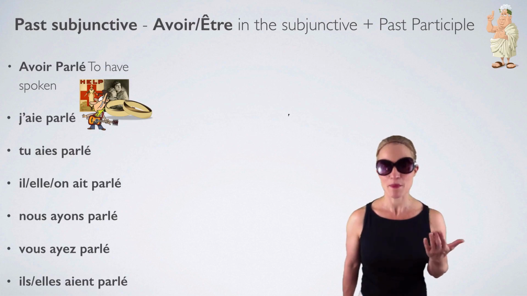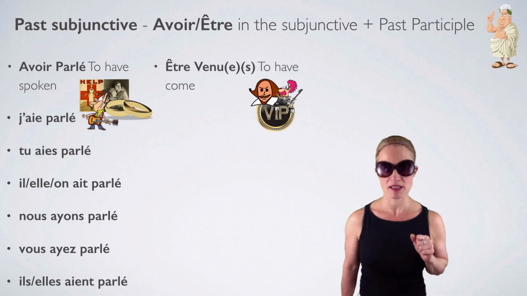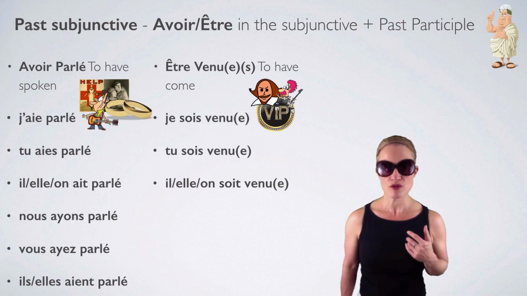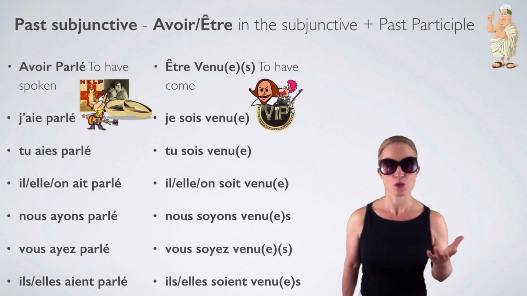Ils, elles aient parlé. And then with our VIP verbs, we have to put être into the subjunctive plus the past participle. For example, être venu, to have come. Je sois venu, que tu sois venu, qu'il ou qu'elle ou qu'on soit venu, que nous soyons venus, que vous soyez venus, qu'ils ou qu'elles soient venus.